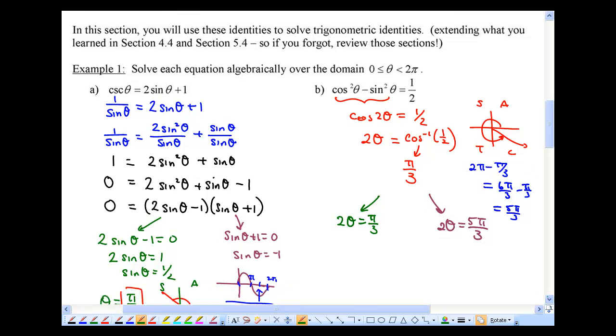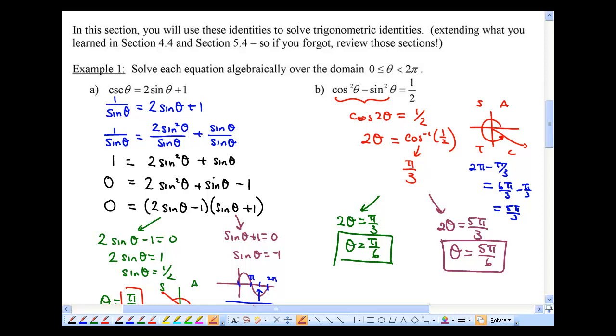Continuing with the one in green, I'm going to divide by 2, so you get theta equals pi over 6. That's one of your answers. Continuing with the one in purple, that would be 5 pi over 6. That's answer number 2. Now remember, this is cosine 2 theta, so your period got shrunk by 1/2. So instead of expecting 2 answers from 0 to 2 pi, you should expect 4.